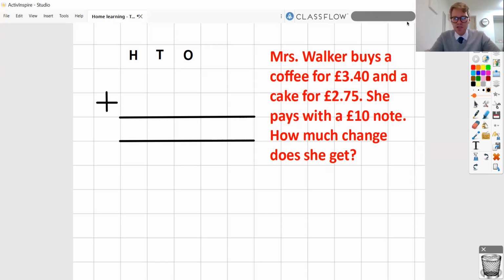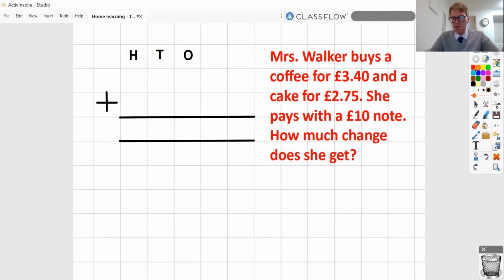So let's read the question, see what that additional challenge is going to look like. Mrs. Walker buys a coffee for £3.40 and a cake for £2.75. She pays with a £10 note. How much change does she get? Now, this is a bit of a different question, isn't it? It's no longer saying how much is the coffee and the cake all together. It's asking how much change she gets if she pays with a £10 note.